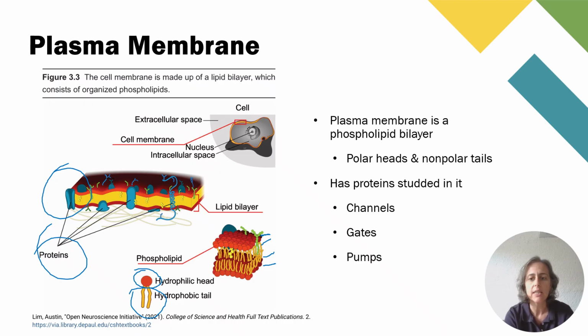They can be channels and gates and pumps, and they do all kinds of really interesting things, getting things into and out of the cell. And they can do that because they cross from one side of the phospholipid bilayer, plasma membrane, one side to the other. Okay, let's talk about how it's selectively permeable.